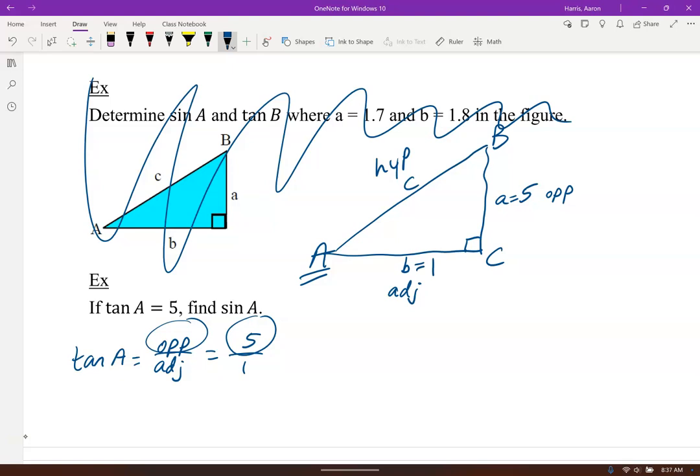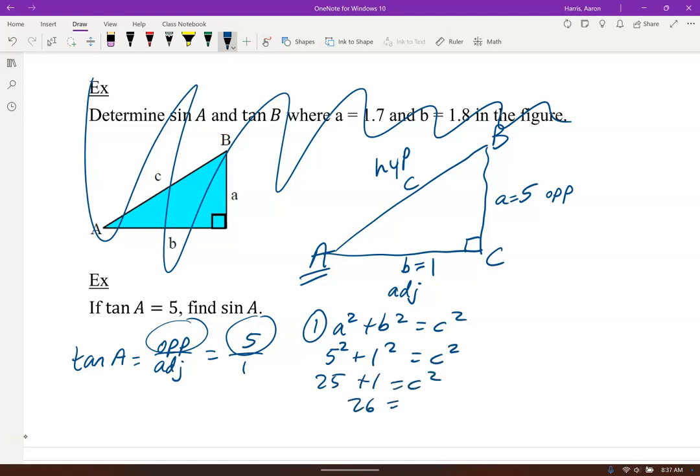And it says find sine of A. Well, the sine of A is opposite over hypotenuse, so I need to know the hypotenuse first. So let's go ahead and solve for the hypotenuse. We know A squared plus B squared equals C squared. 5 squared plus 1 squared equals C squared. 25 plus 1 equals C squared. 26 is C squared, square root both sides. So we've got the square root of 26 is our C. Let's write that up there, whatever the square root of 26 is, 5 point something, right?